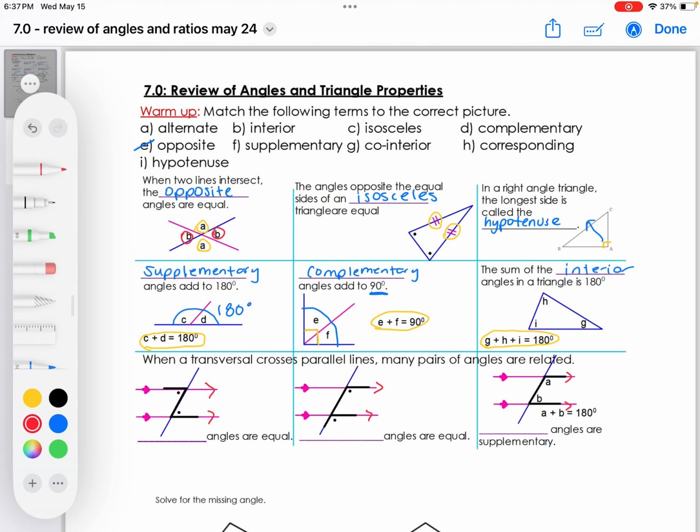Is it perfectly in half? No, but we're not too worried about that. We are worried about what is the relationship in the angles that cutting those two parallel lines has created.